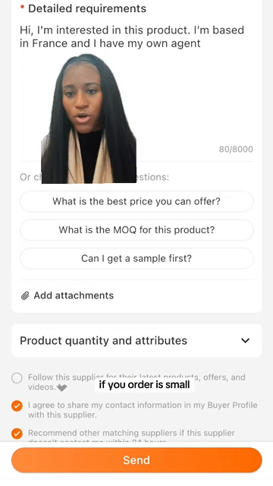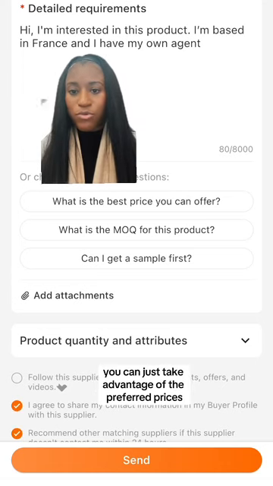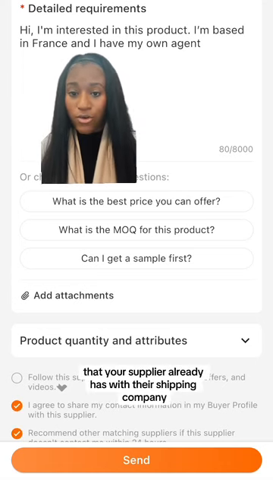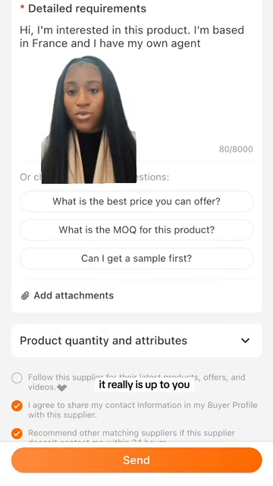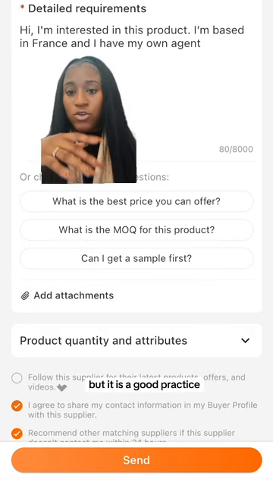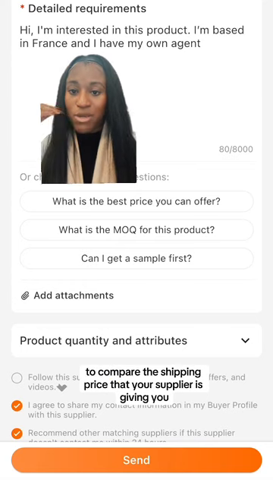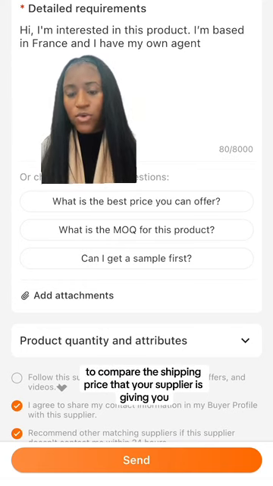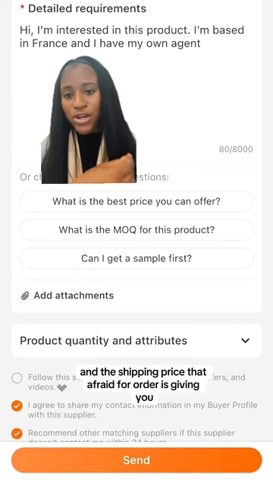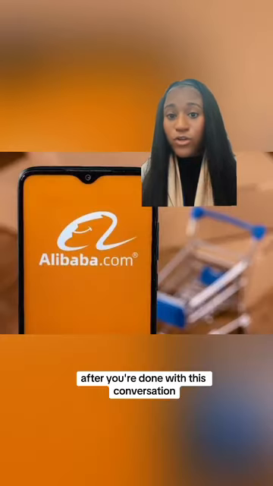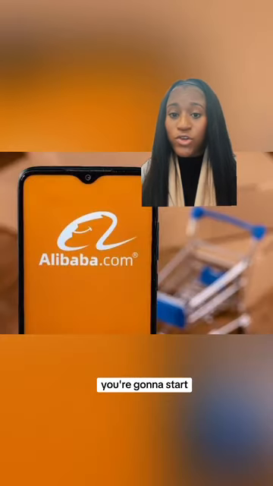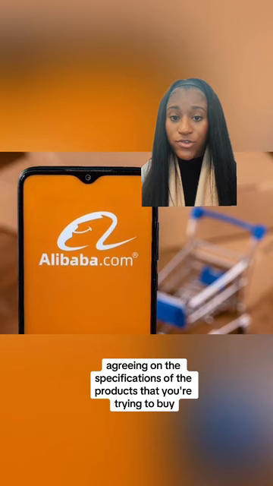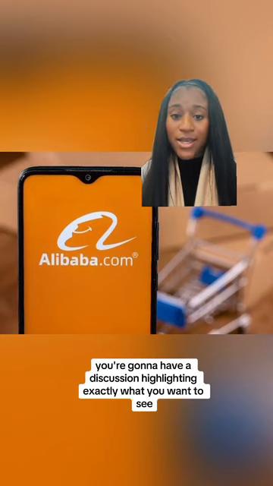If your order is small, you can just take advantage of the preferred prices that your supplier already has with their shipping company. It really is up to you, but it is good practice to compare the shipping price that your supplier is giving you and the shipping price that a freight forwarder is giving you. After you're done with this conversation, you're going to start agreeing on the specifications of the products that you're trying to buy. You're going to have a discussion highlighting exactly what you want to see.